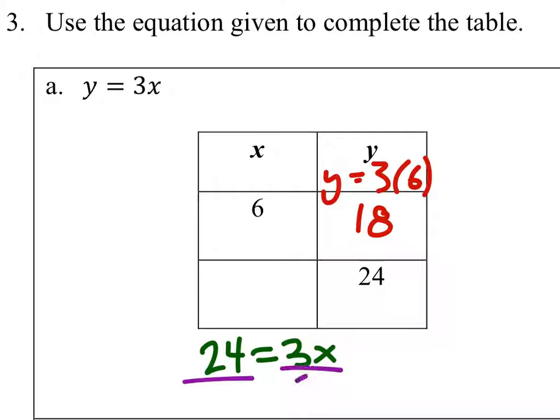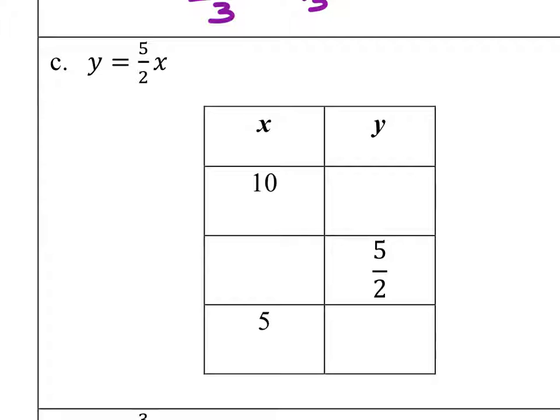Well, we should divide both sides by 3, right? That gives us 1x equals 8. Bam. There's our table. So y equals 5 halves x.